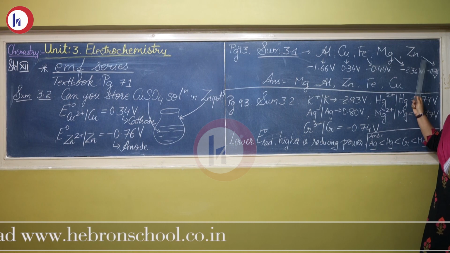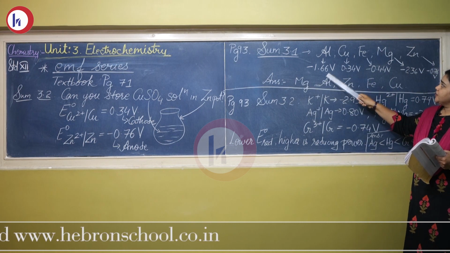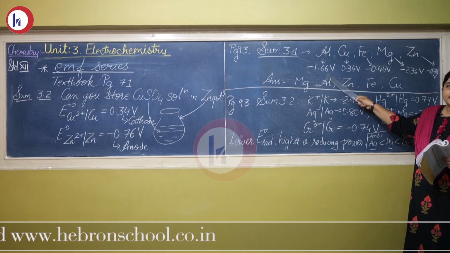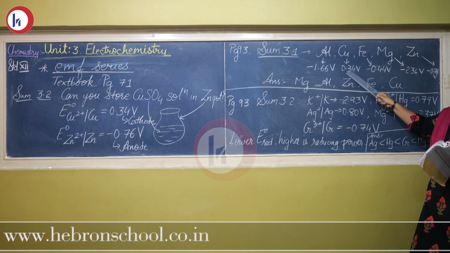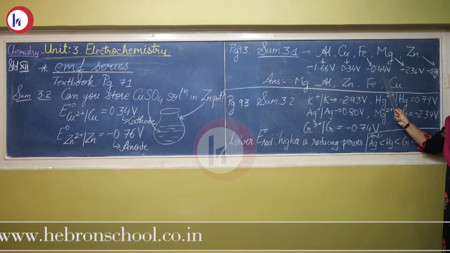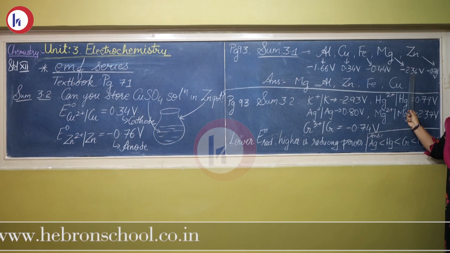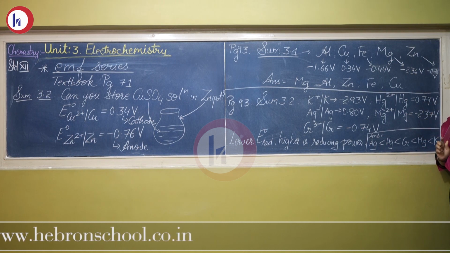Now if you look in the EMF series given on page number 71, the standard reduction potential of aluminum is minus 1.66 volts. Standard reduction potential of copper is 0.34 volts. Standard reduction potential of iron is minus 0.44 volts. That of magnesium is minus 2.36 and that of zinc is minus 0.76 volts.